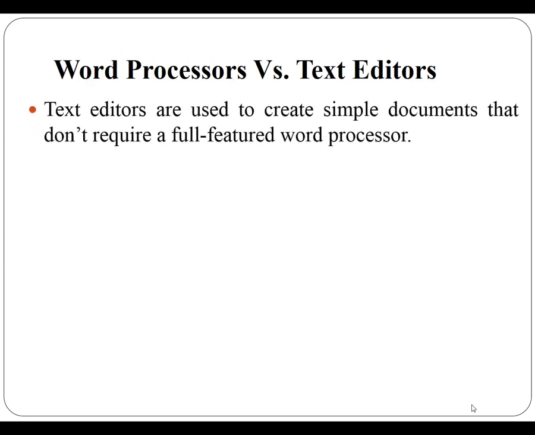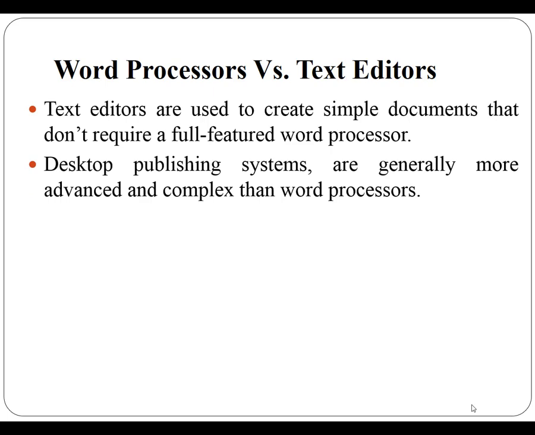Now, if we are comparing a word processor with a text editor, word processors are very similar to two other categories of software: text editors and desktop publishing applications. The applications that support only the basic features are called text editors. Text editors are used to create simple documents that don't require a full-featured word processor. Whereas if we compare a word processor with a desktop publishing system, desktop publishing systems are generally more advanced and complex than word processors.